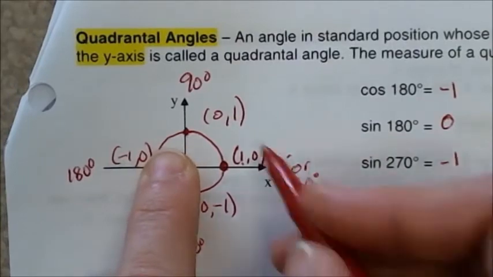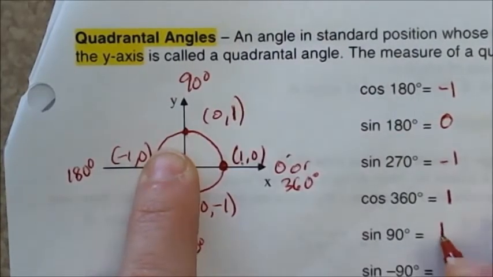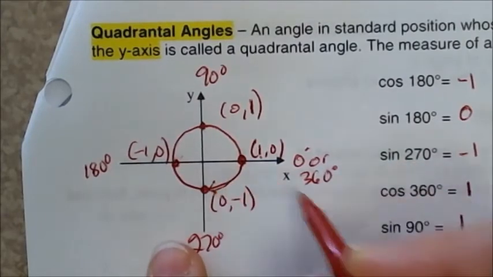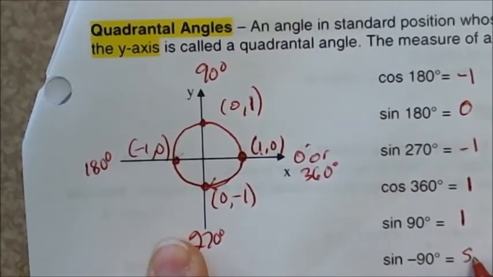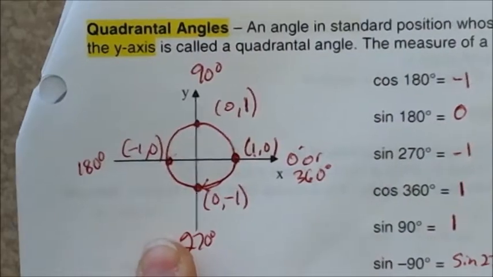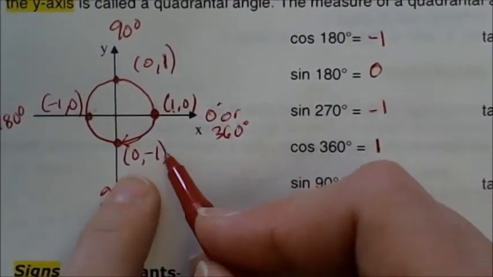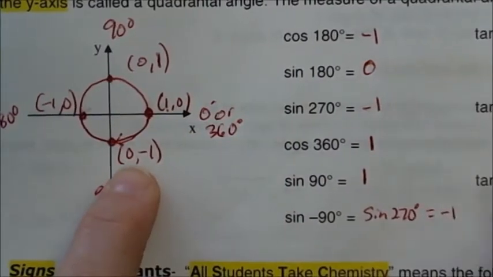90 degrees is up here. The sine is the y value. The y value is 1. Now -90, remember -90 comes down here. -90 is the same thing as the sine of 270 degrees. And the sine of 270, remember, sine is y, so that is -1.